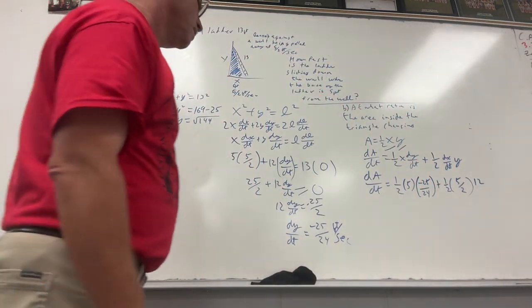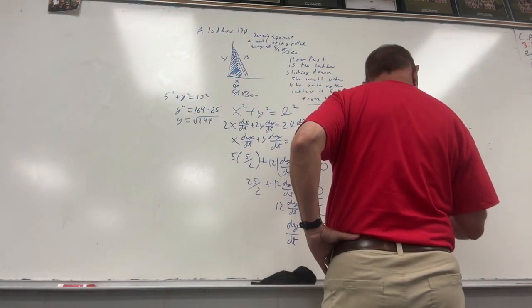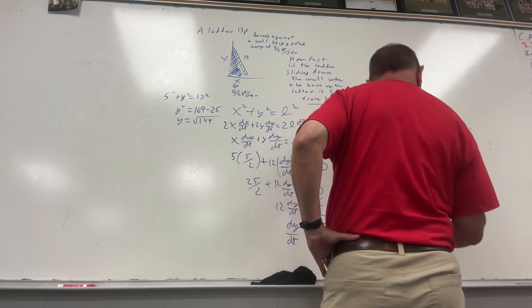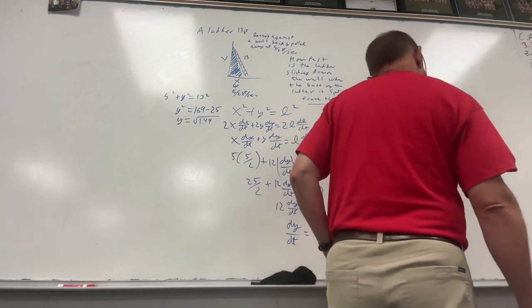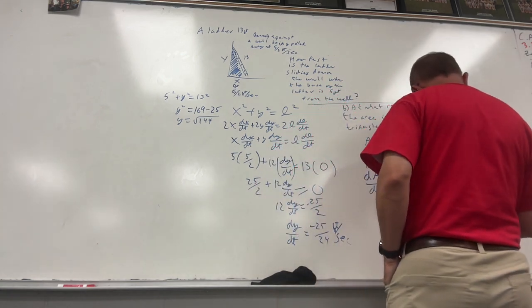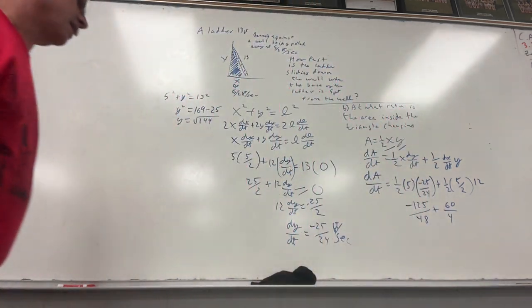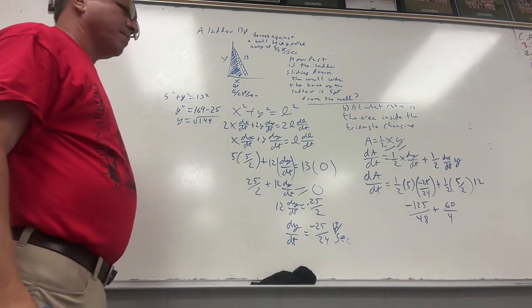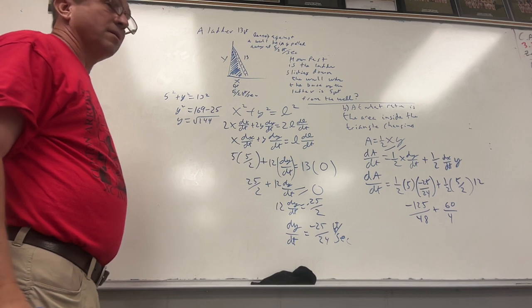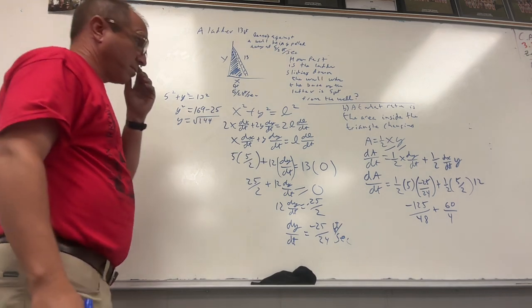So, we get negative 125 over 48 plus 60 over 4. And we need a common denominator, right? 48. You multiply 60 and 4 by 12. Yeah, multiply this by 12 over 12.